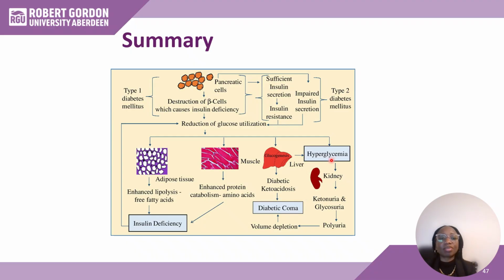There's hyperglycemia in the kidneys. You have ketonuria and glycosuria, so ketones and glucose in the urine, and you have polyuria here. Volume depletion can potentially lead to a diabetic coma if not treated. I like this snapshot because it tries to simplify quite a complex process. Okay, and that's in type 1 diabetes. On the other side, we have what happens in type 2. I will cover that in the next lecture.